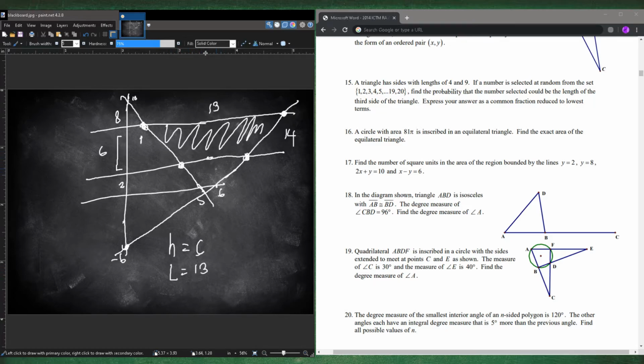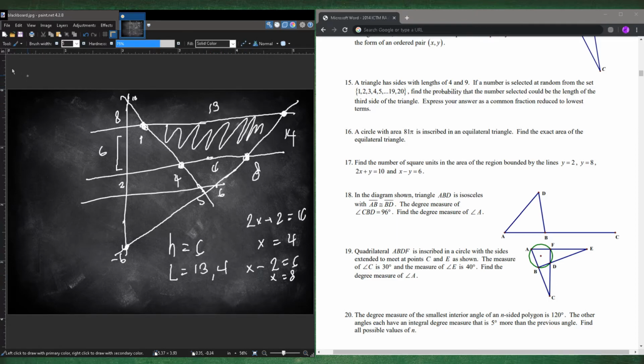Now we gotta find this one when y is equal to 2. So 2x plus 2 is equal to 10. That means x is equal to, that's 8, that's 4. So this is at 4. Now we gotta find this one. So this is x minus 2 is equal to 6. So x is equal to 8. So right here is 8. So this is 4, this is 8, so this is 4 in length. So the other length is 4.